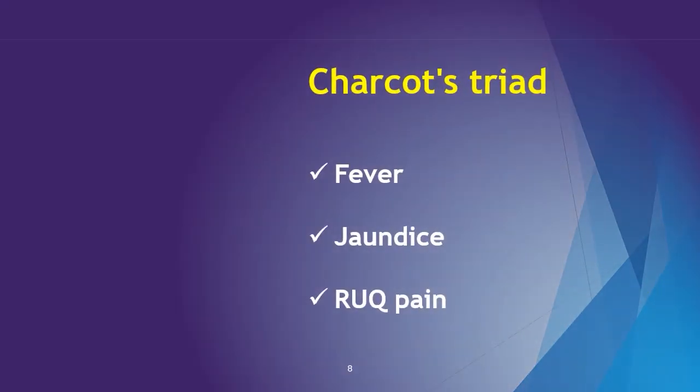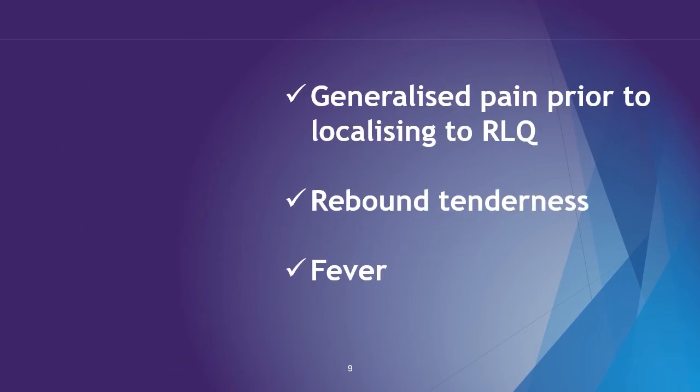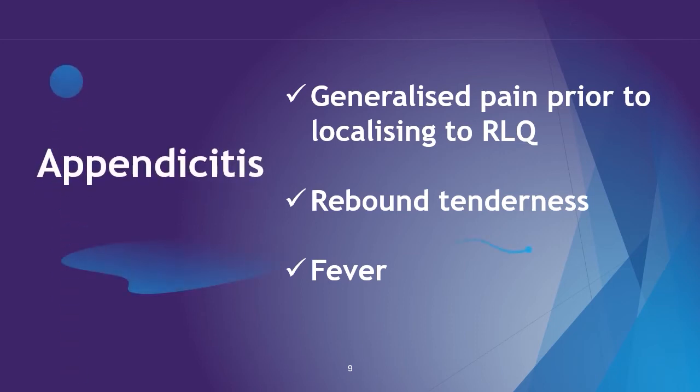So what is the condition that gives you Charcot's triad? Charcot's triad is fever, jaundice and right upper quadrant pain. Yes, it's none other than ascending cholangitis or inflammation of the bile duct. So if a patient is coming with generalized pain prior to localizing to the right lower quadrant or right iliac fossa and with rebound tenderness and with fever, this is a definitive case of acute appendicitis. I'm not going to explain much about the condition because this is a revision guide. My aim is to give you a final touch for your exam.